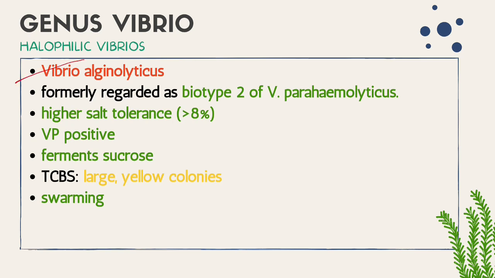So this is formerly regarded as the biotype 2 of Vibrio parahemolyticus. But due to phenotypic results or testing, it is now a separate species with a higher salt tolerance among all your Vibrio, more than 8%. It is also VP positive, which differentiate it from parahemolyticus and vulnificus, which are Voges-Proskauer negative. It can also ferment sucrose, which means that their colonies appear large and yellow colonies on TCBS agar.